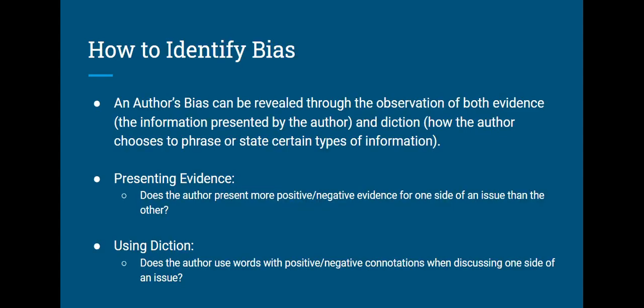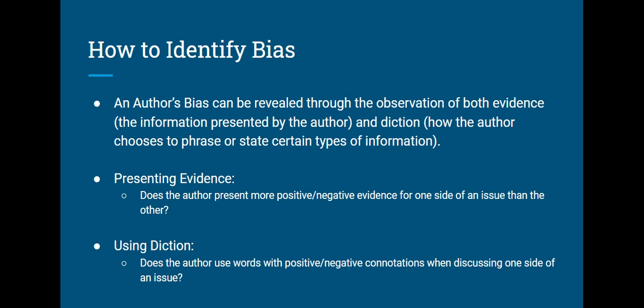An author's bias can be revealed through the observation of both evidence, so what information they choose to present, and the diction, how they choose to phrase it or state those certain types of information. So when we think about presenting evidence, we want to think about this question: does the author present more positive or negative evidence for one side of an issue than the other?